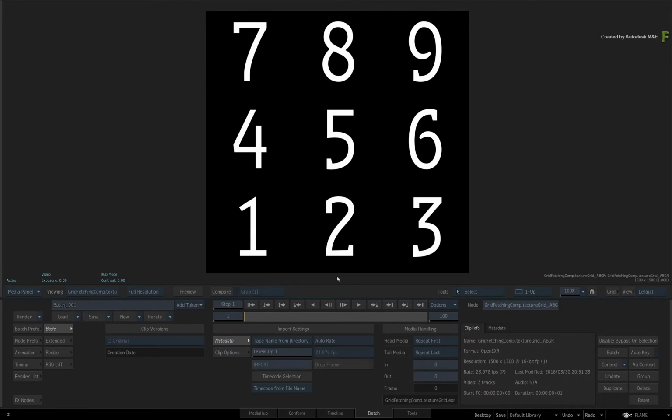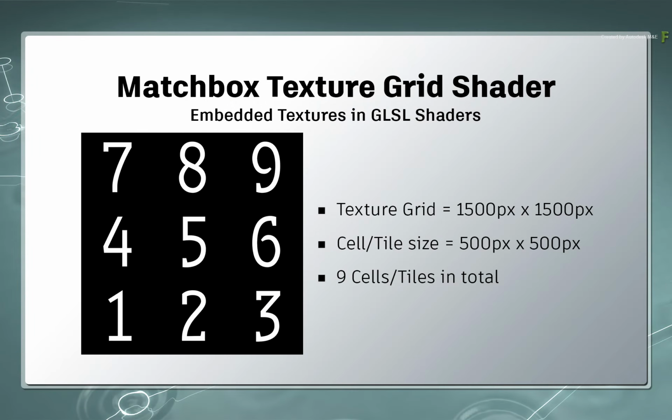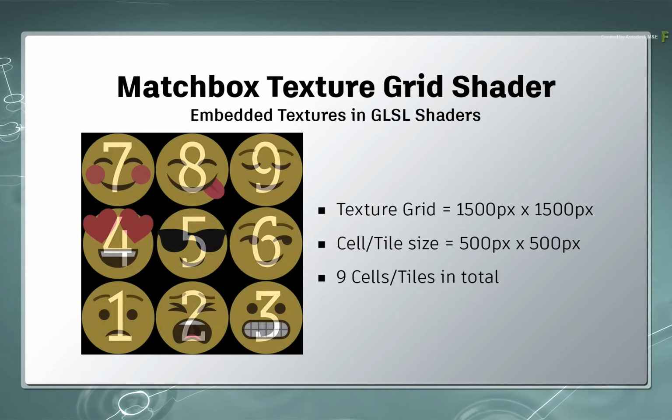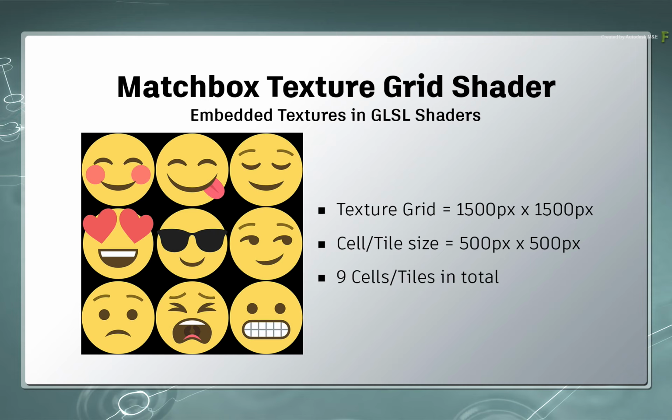You can actually use any size for the grid image and have as many cells as you want, but you need to edit the GLSL code to be aware of this. For the purpose of keeping things simple, we'll stick to 9 cells within the 1500 by 1500 pixel grid image for this example. So instead of using numbers, we'll customize the grid with emojis. This is included with the downloadable media.